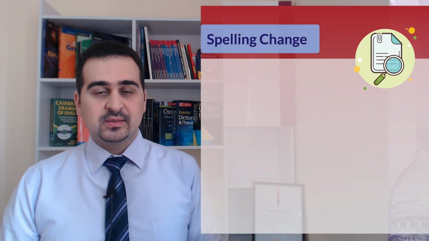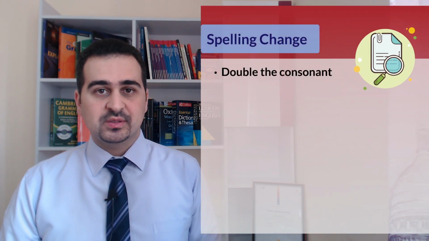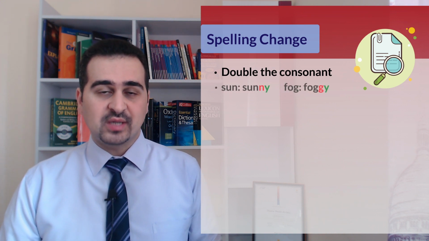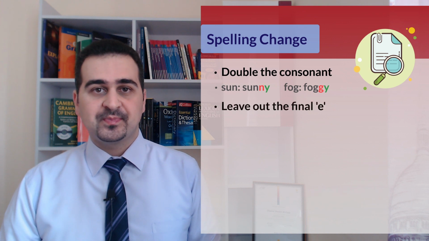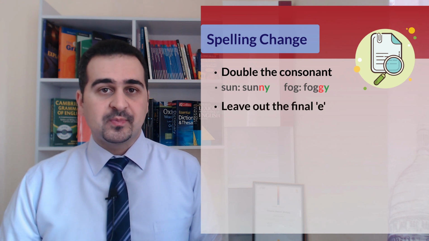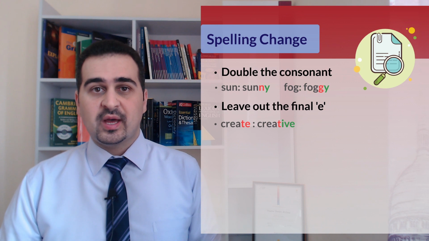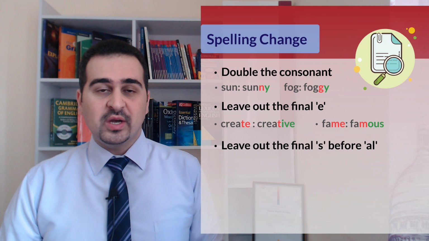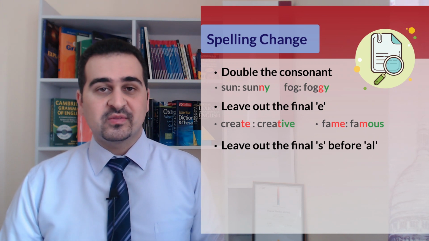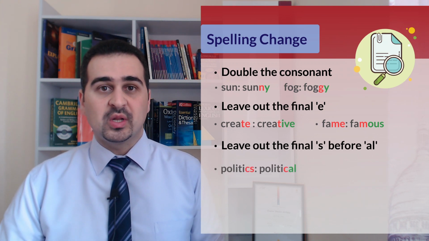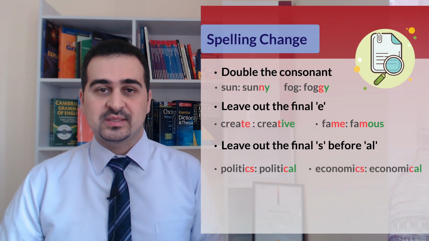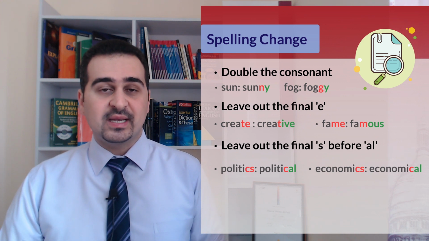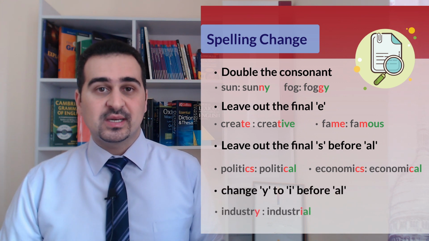But keep in mind the spelling change that may happen to some words. Sometimes we double the last letter before we add the suffix, as in the words sunny and foggy. We also leave out the final E, as in the words create and fame. Sometimes we leave out the final S before we add the suffix AL, as in the words politics and economics. We also change the letter Y into I before we add the suffix AL, as in the word industry.